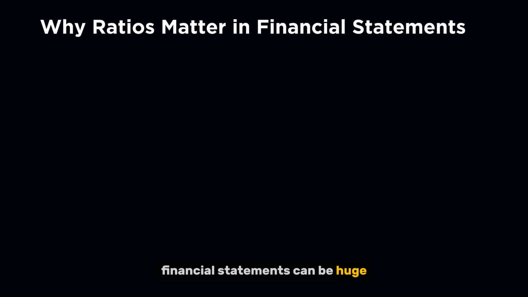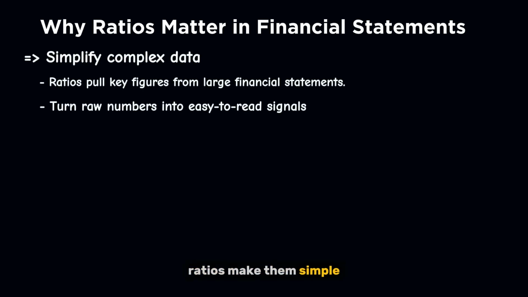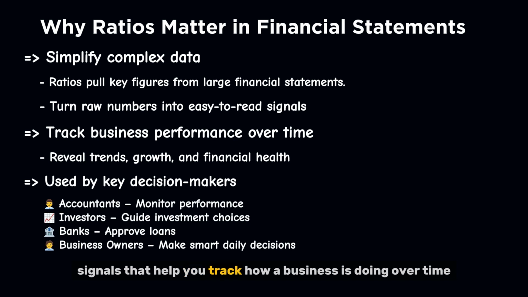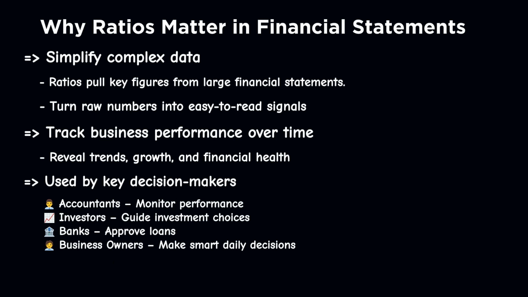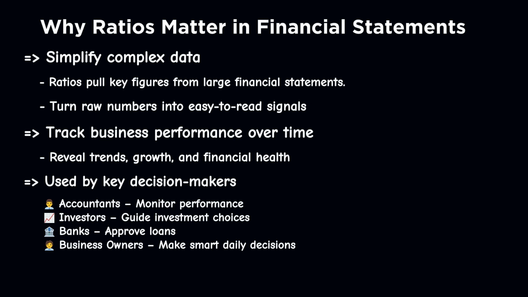Financial statements can be huge, filled with numbers. Ratios make them simple. They pull key figures and turn them into clear signals. Signals that help you track how a business is doing over time. Accountants use them to monitor performance. Investors use them to decide where to put their money. Banks use them to approve loans, and business owners use them to make smart daily decisions.